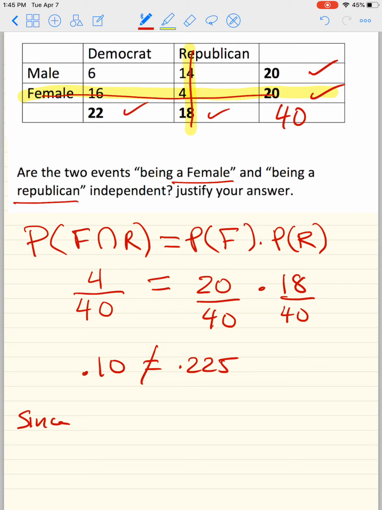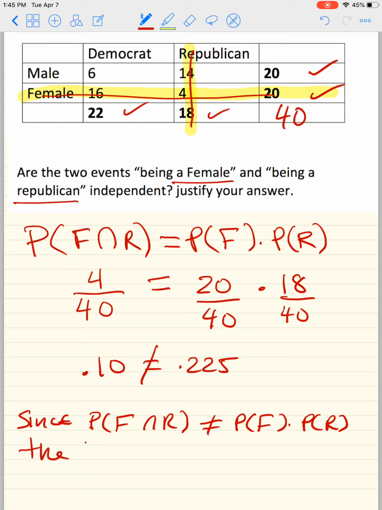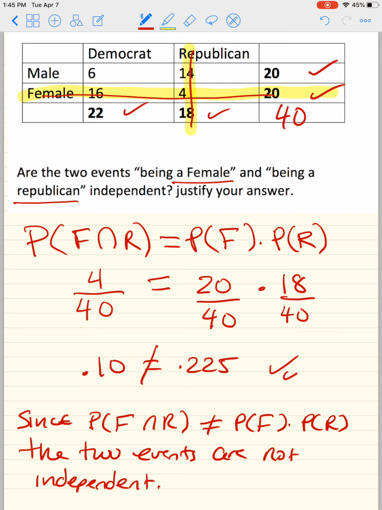So you're going to write, since the probability of F and R doesn't equal the probability of F times the probability of R, the two events are not independent. You should not say they're not independent until you actually check these numbers. Sometimes they do equal, okay? And it might not look like it equals, but they do. Okay, so does not.